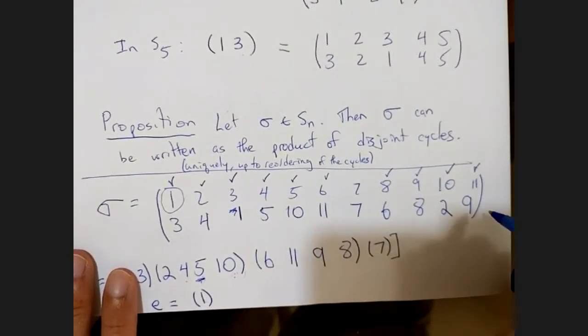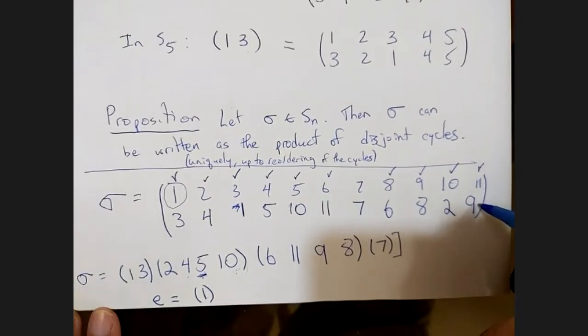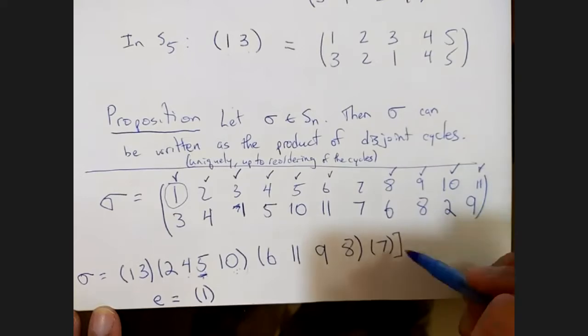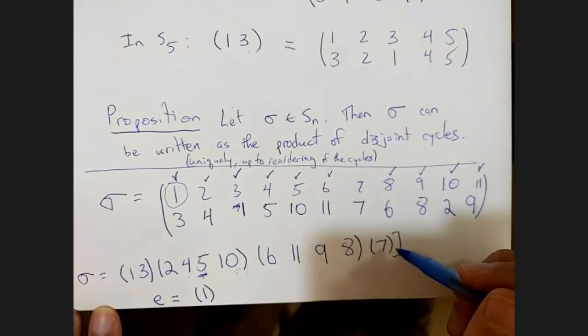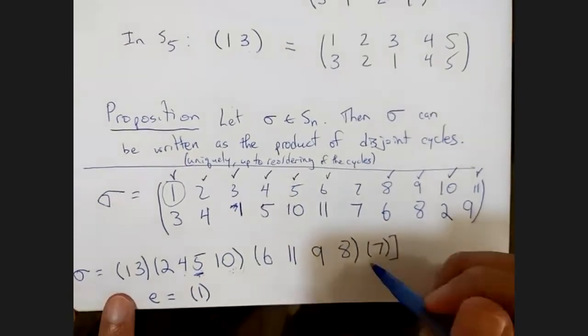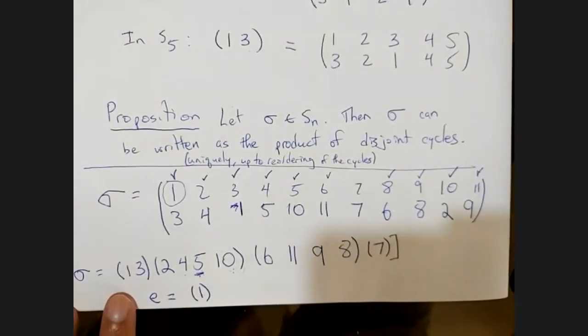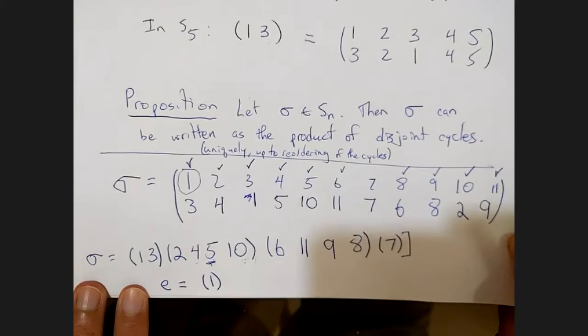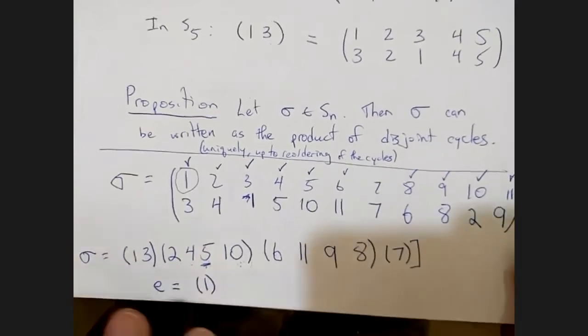The reason we might use this disjoint cycle notation is because it's easier to work with in this form. It's more compact, and it's easy to do things like calculate sigma squared. So let's try and work out what sigma squared is. We just need to write down a few facts about cycles.